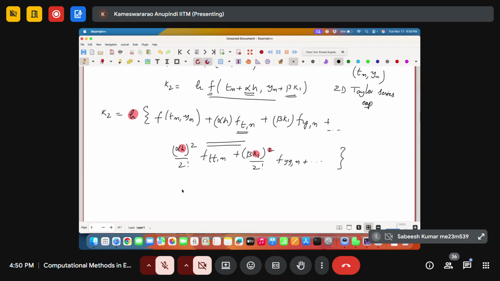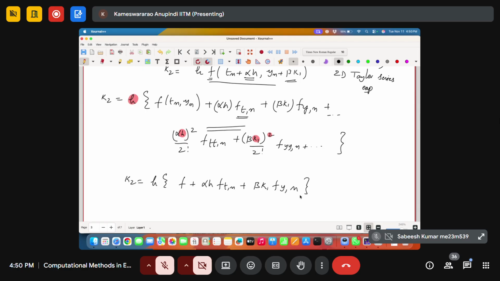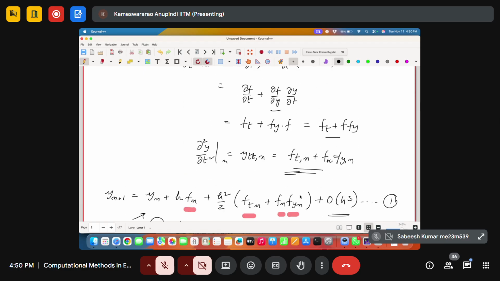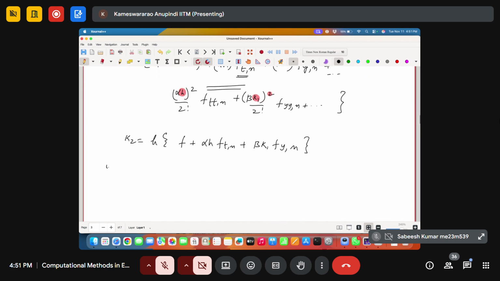That means I can write my K2 as h times f plus alpha h times f_t at n plus beta K1 times f_y at n, plus and so on. Okay, so I have these two. Now I can go back and substitute into the Yn plus 1 equation. So my Yn plus 1 equation is Yn plus gamma 1 times K1 plus gamma 2 times K2.